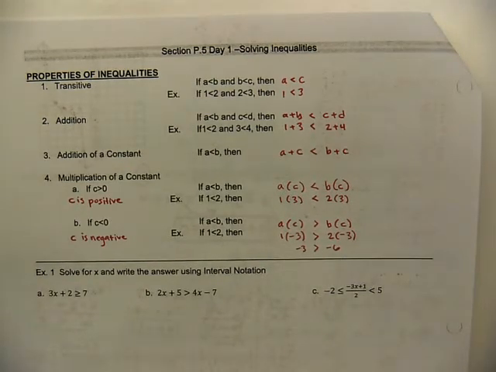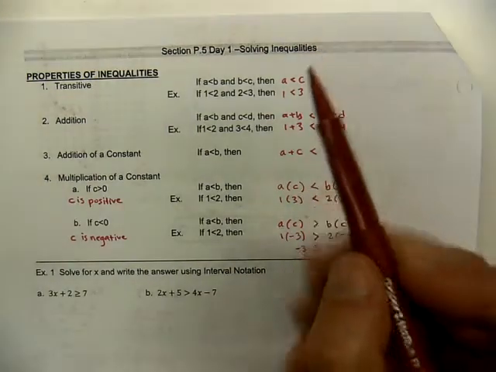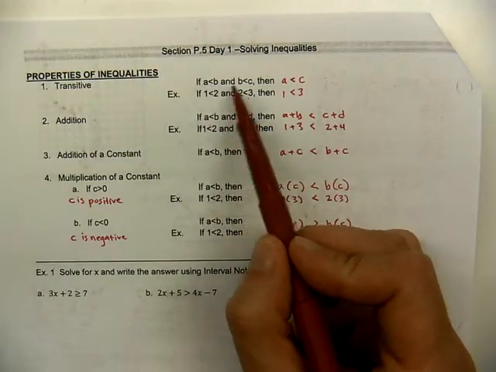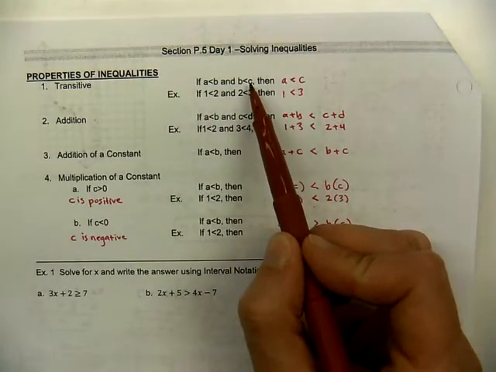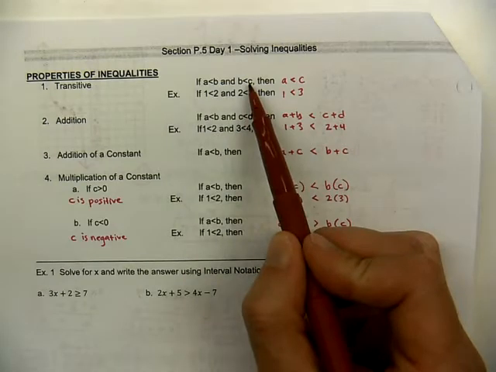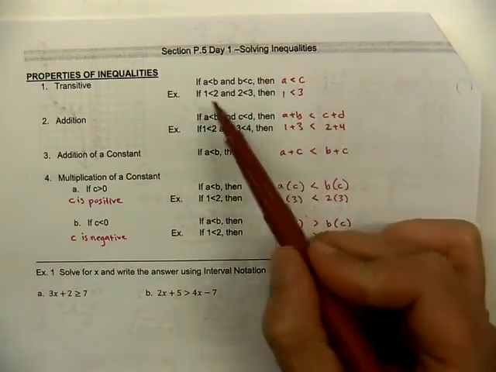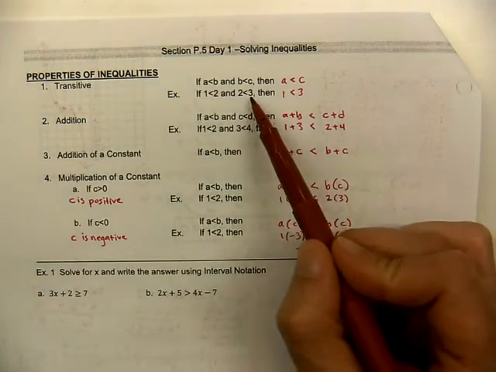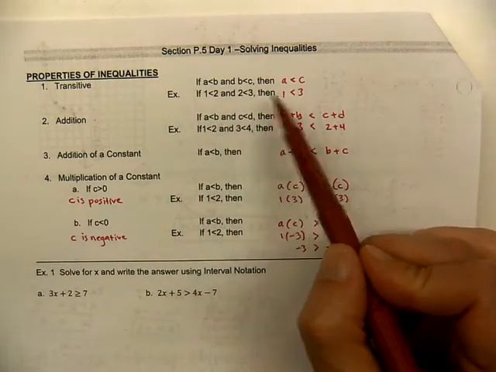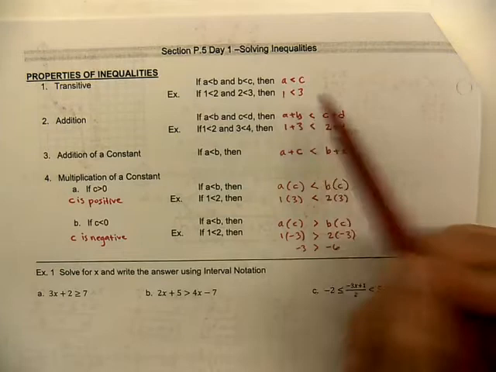Much like you've seen in the past, the transitive property of equality or the transitive property of congruency, it shows up here as well. So if A is less than B and B is less than C, then the transitive property says that A compared to C, A has to be smaller, A is less than C. And here's an example with numbers. If 1 is less than 2 and 2 is less than 3, it makes sense that 1 is less than 3.